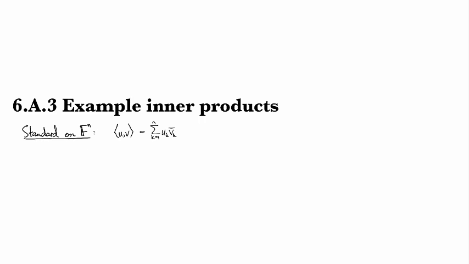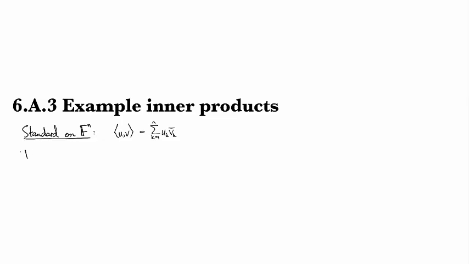So now I'll talk about some examples of inner products, and this basically covers all the high spots. The standard inner product on Fn is just, like I said, you take the kth coordinate of u and the kth coordinate of v, and you multiply them together and you sum them up. And if you're dealing with complex numbers, then you need a conjugate on the second one in order to make sure that things work out.